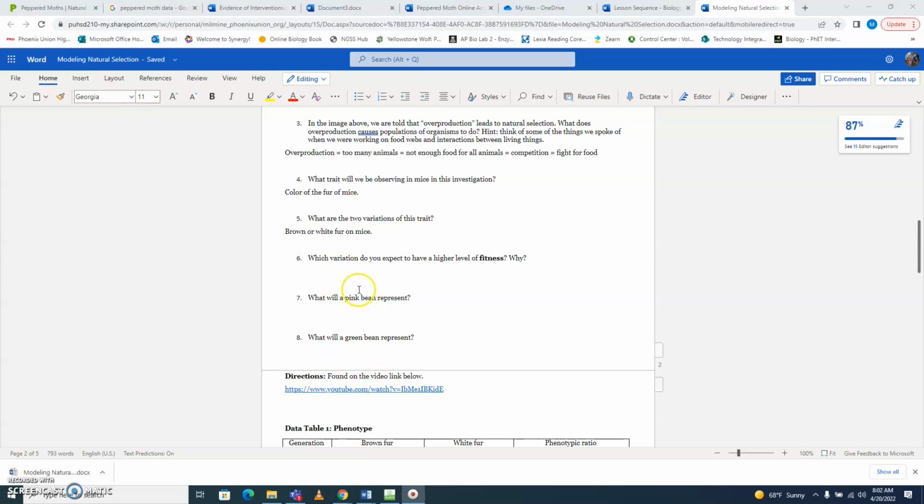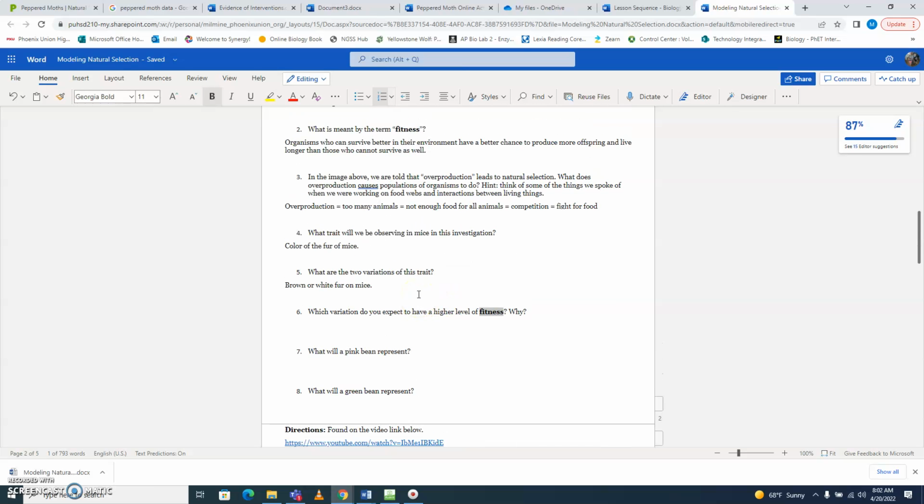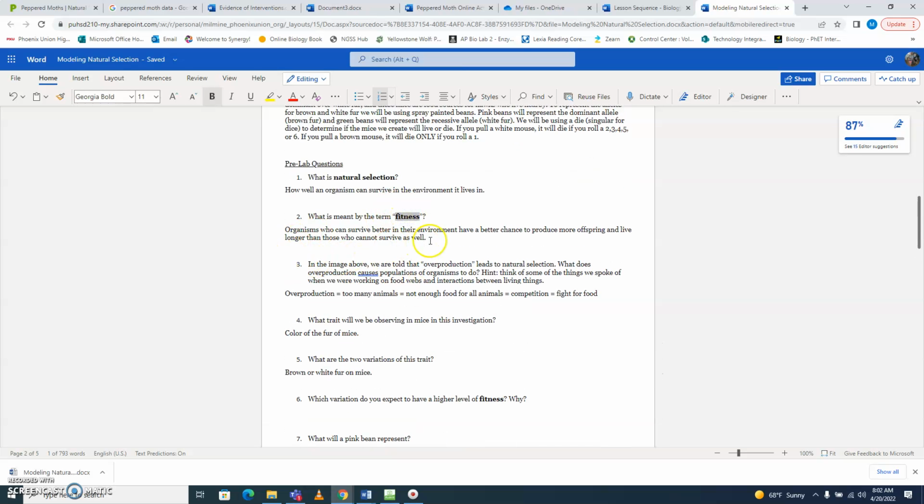Number 6. Would we expect brown or white mice to have a higher level of fitness? Okay, let's look at the term fitness again. Fitness. Organisms who can survive better in their environment have a better chance to produce more offspring and live longer than those who cannot survive as well. So we have to kind of think, which one of these mice, brown or white, can survive better in the environment? Well, let's take a look at the environment.